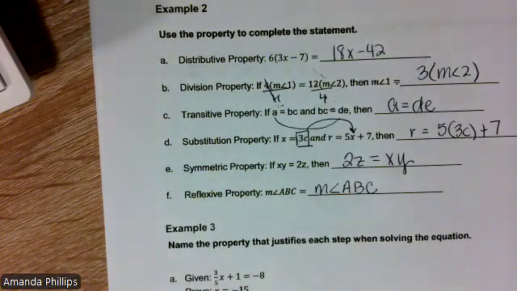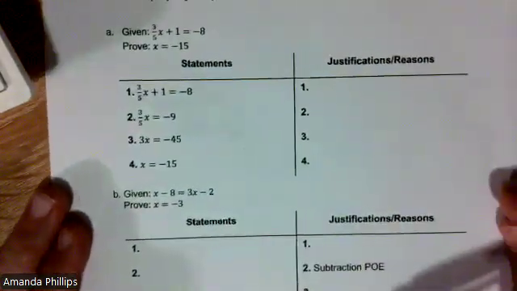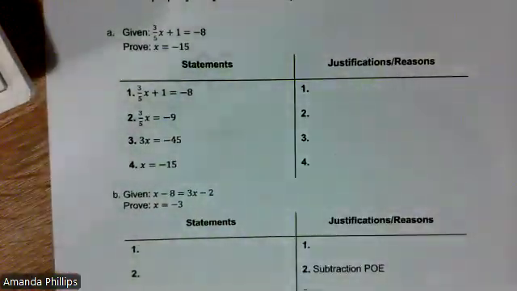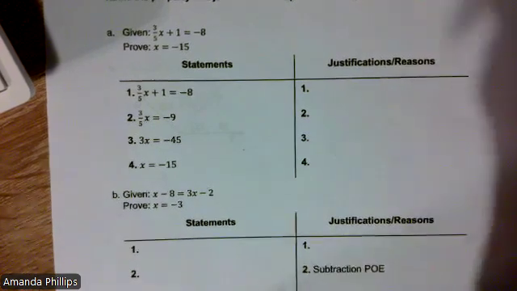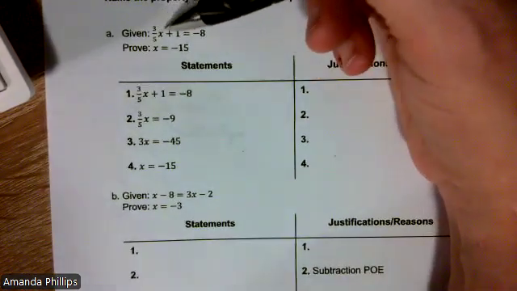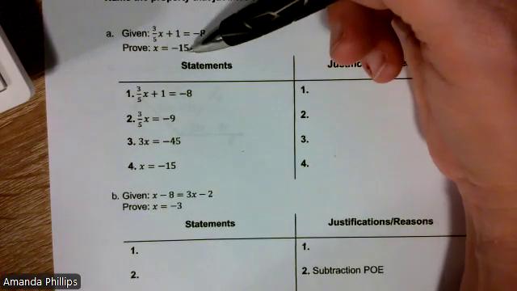Okay, so let's actually use these in places, okay? Now, the good news is you have done this before in the very beginning of Algebra 1. So if you were here at Cap City, and even if you weren't, you should have been doing these justifications. So what we are doing, we are given that 3/5 x plus 1 equals -8, and what we are trying to prove is that x equals -15.